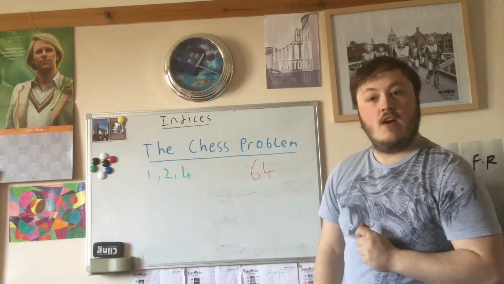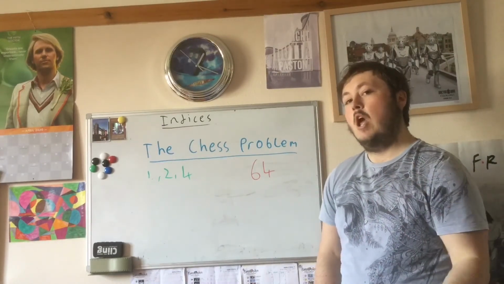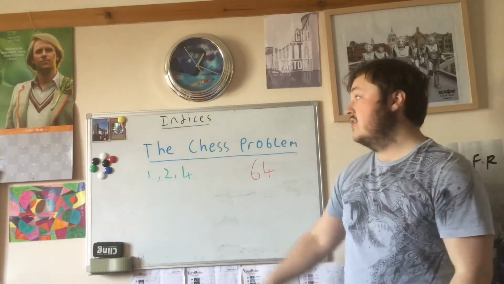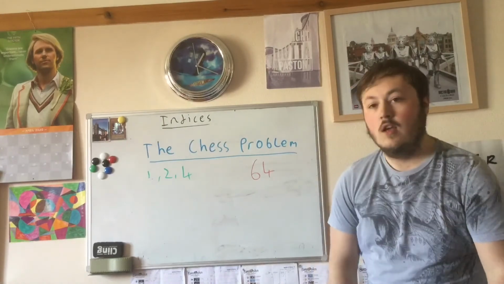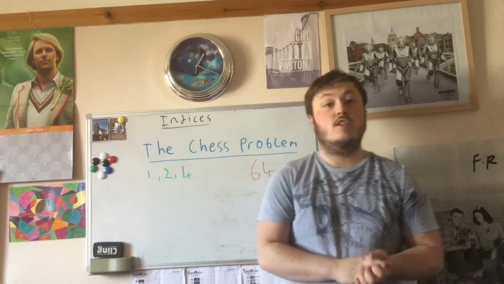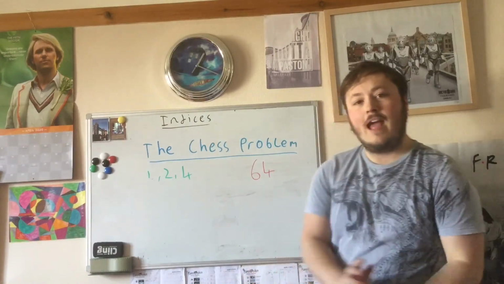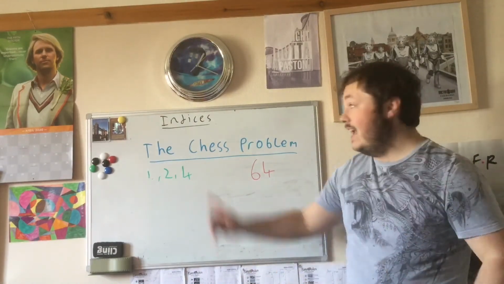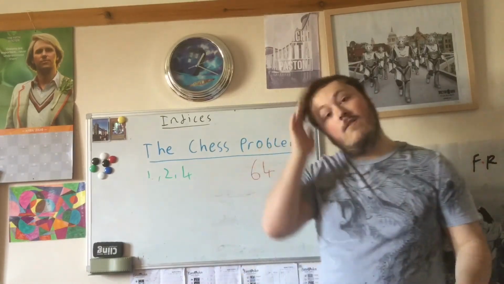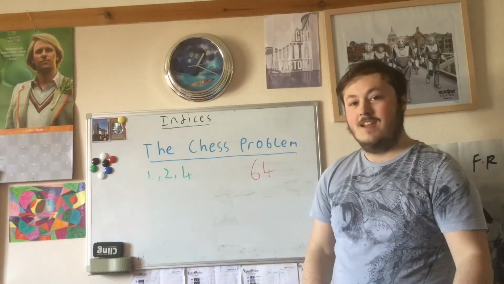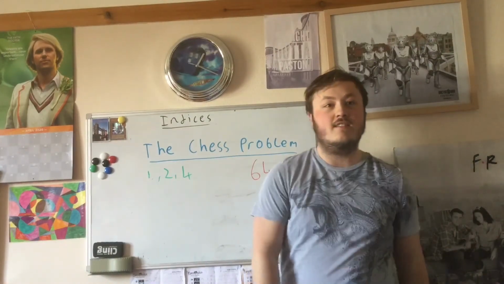I'm going to be a bit nice. I don't want you to write down the actual number. I want you to write the answer as an indice. So there are 64 squares on a chessboard. If it doubles every time, how many grains of rice as an indice will be on the final square of this chessboard? It's easy when you think about it. That is your challenge for tonight.